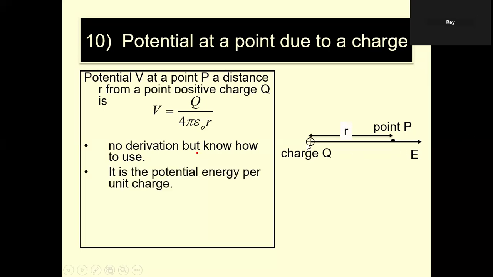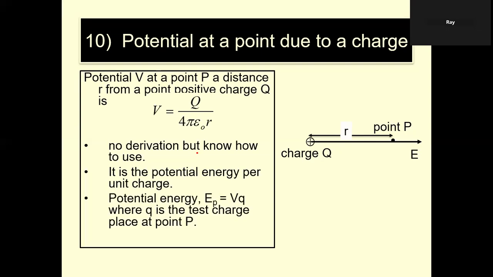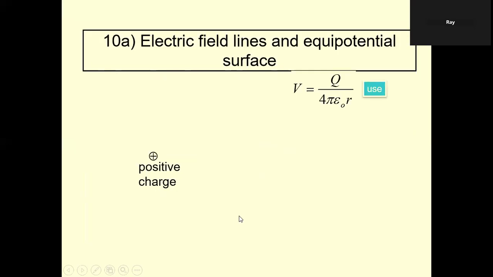Right? That's the electric field line. So at point P, that's the electric field. This is the potential energy per unit charge. Right? It's work done per unit charge, so it's potential energy per unit charge. So potential energy is just EP equals VQ, where Q is a test charge. Right? You put a test charge here, and potential energy EP is VQ. Right? Know how to use it.